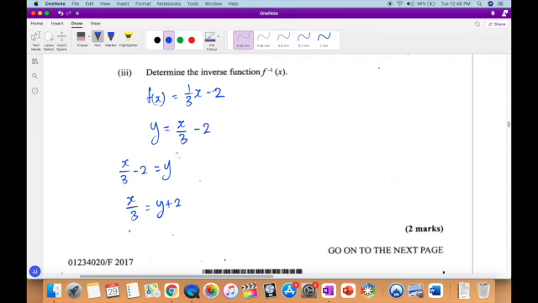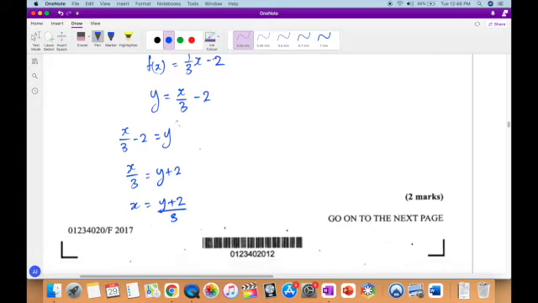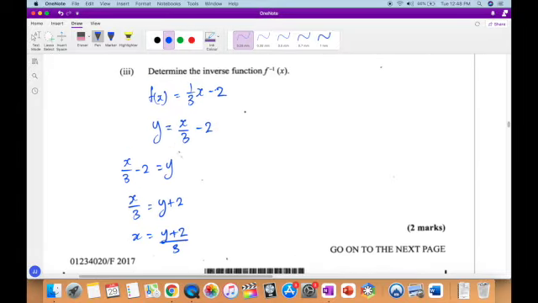And we actually kind of just did this before, right? So x is equal to y plus 2 divided by 3. And this here is the exact same thing that we did in this question, where we made x the subject of the formula. So therefore, we interchange the x and the y. So y is equal to x plus 2 all over 3. And that means that f inverse of x, the inverse of the function, is x plus 2 all over 3.